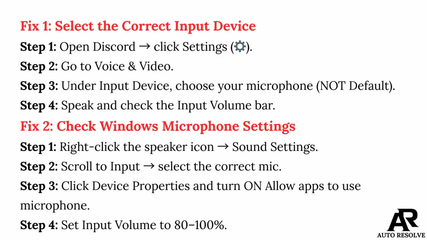Fix 2. Check Windows microphone settings. Step 1. Right-click the speaker icon, Sound Settings. Step 2. Scroll to Input, select the correct mic. Step 3. Click Device Properties and turn on Allow apps to use microphone. Step 4. Set input volume to 80-100%.